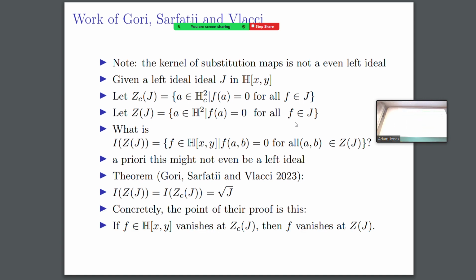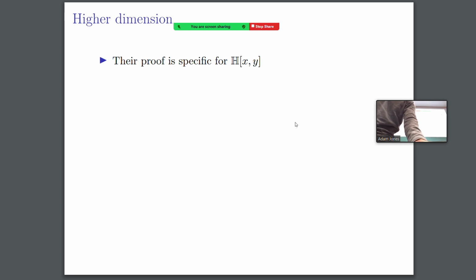And concretely, the point of the proof is the following. If you have a polynomial in 2 variables vanishing at the zeros with commuting coordinates, then it already vanishes at all the zeros. This is a very nice observation, which they have to do some work to prove. However, their proof is specific for 2 variables.